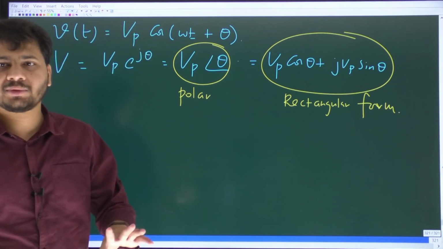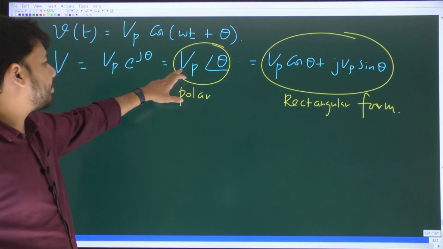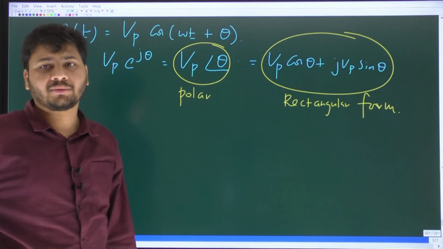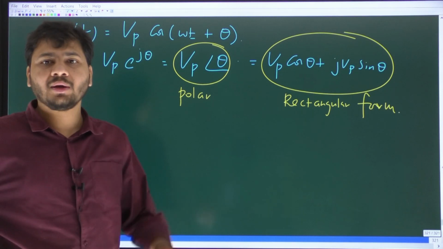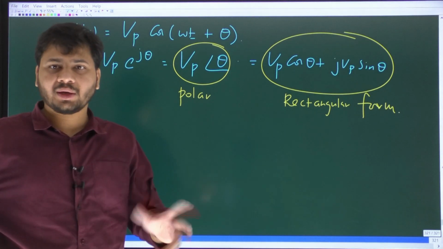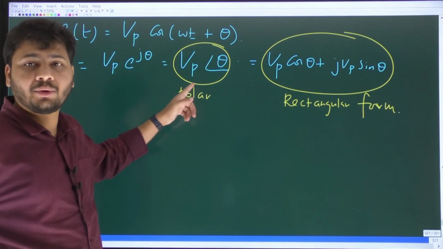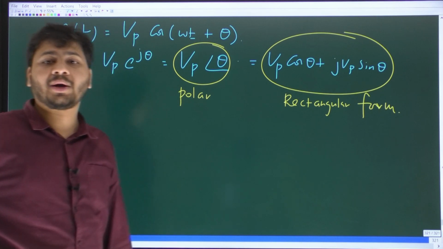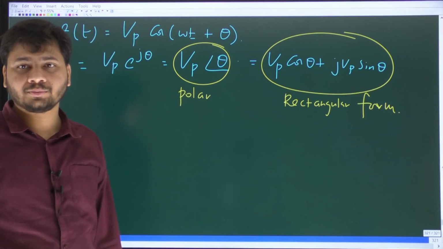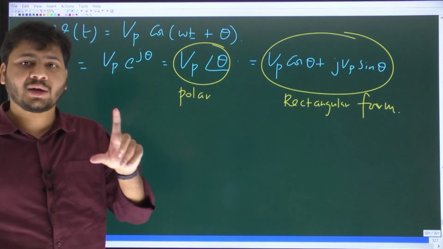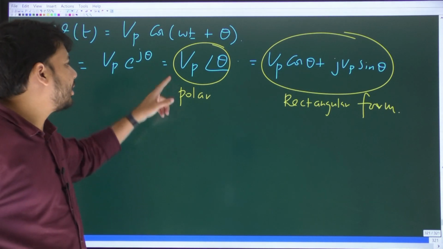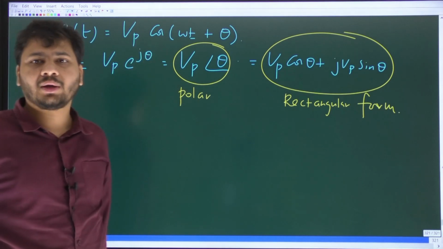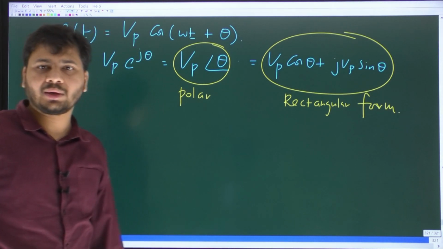In the context of circuit analysis, the magnitude of the phasor will be the same as the amplitude of the actual sinusoidal voltage or current. But in the context of machines and power systems, the magnitude of the phasor will be equal to the RMS value of the corresponding sinusoidal voltage or current. I'll say it again. In the context of circuit analysis, the magnitude of the phasor is the same as the amplitude of the corresponding sinusoidal voltage or current.